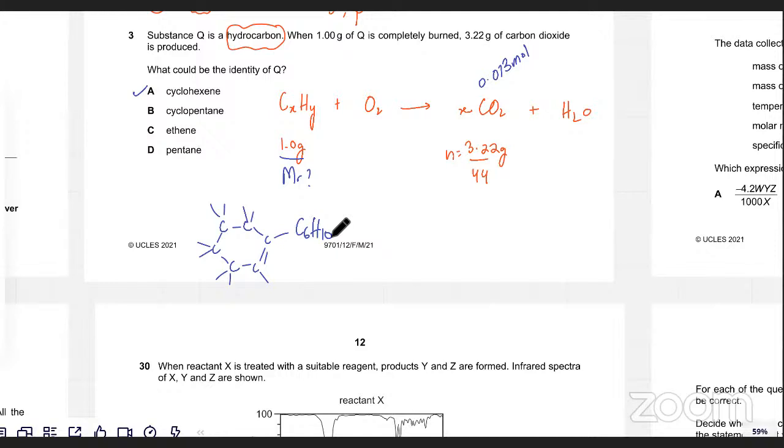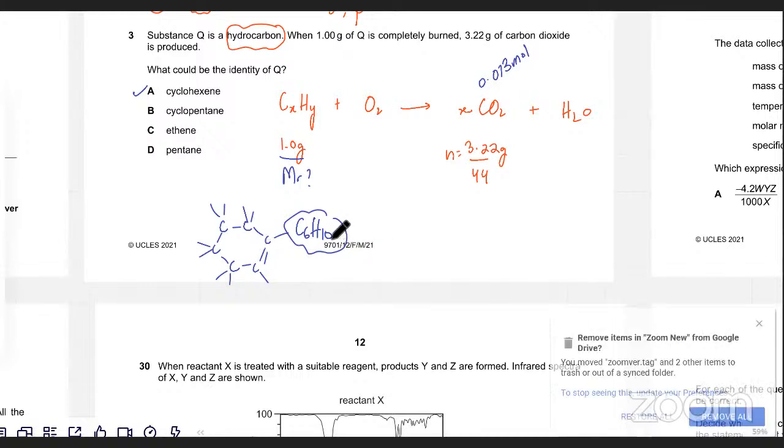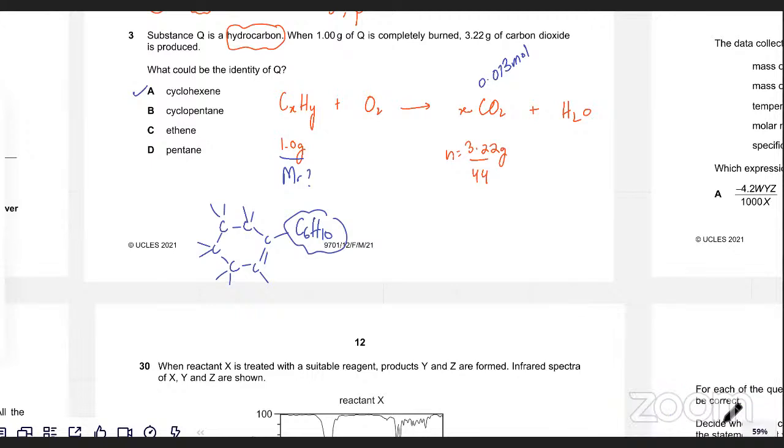Can anyone tell me what the MR is? That's 6 carbons, 6 times 12, that's 72, I think. It's going to be 82, I guess. 82. So if we're talking about the first one, how many moles would this have? 1 gram to 0.01... it's going to be 0.012. Be very careful about this. It's going to be 0.012 moles. And are you sure that this is exactly 3.22 divided by 44?